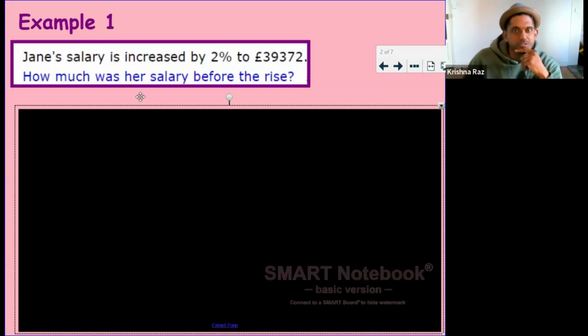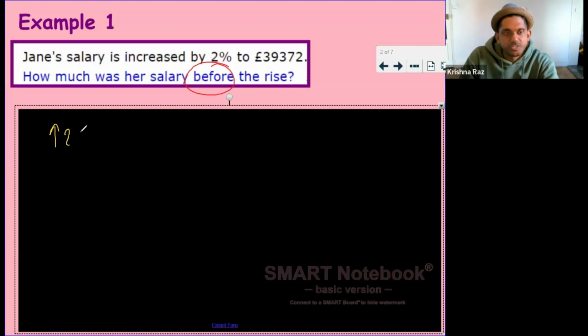Well, let's have a look at this question, and we can see that Jane has been given a pay rise, but instead of being asked what her new pay is, we're being asked what the pay was before the rise. So, if we think of it this way, if something's gone up by 2%, and the original was 100%, the new amount is 102%. And 102% as a decimal is 1.02.